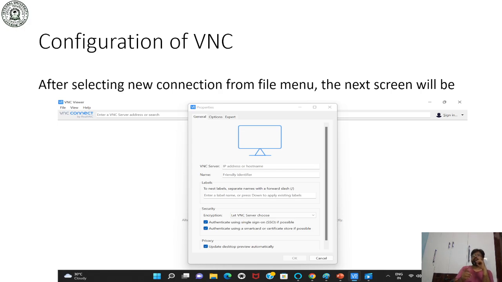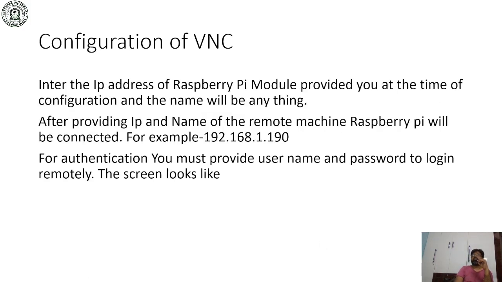And the name, you can name it anything, you can put your own name here in the name field, the friendly identifier, and click OK. After clicking OK, a new connection will be established. So here is the configuration of VNC. Enter the IP address of the Raspberry Pi module provided at the time of the configuration, and the name can be anything. After providing the IP and the name of the remote machine, the Raspberry Pi will be connected.